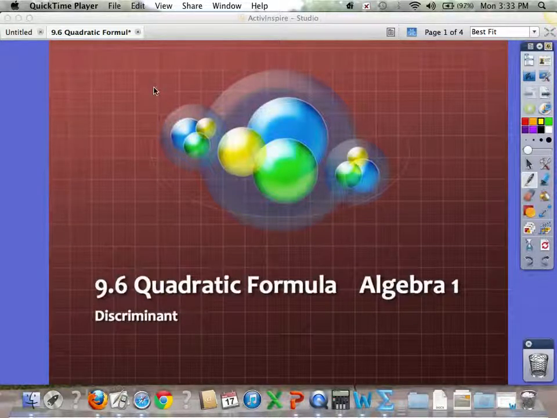All right, 9.6, the quadratic formula, and we're going to be talking about using this to solve quadratic equations, and also we're going to talk about the discriminant.